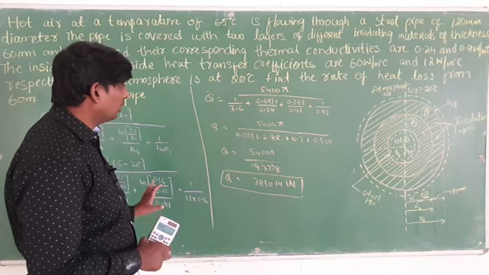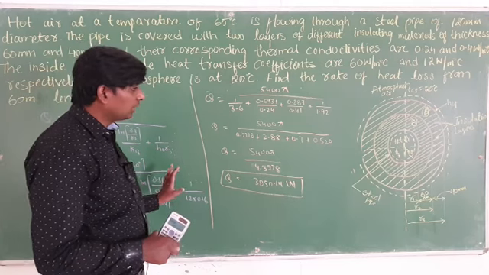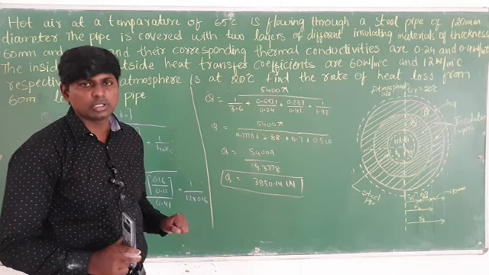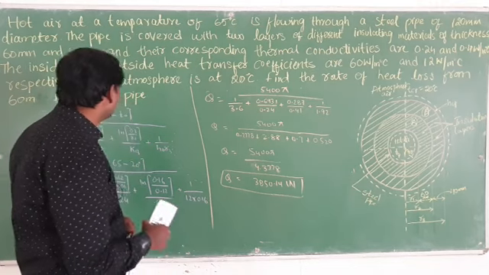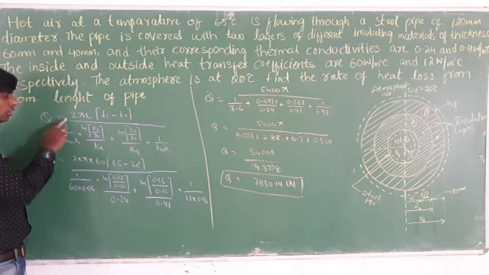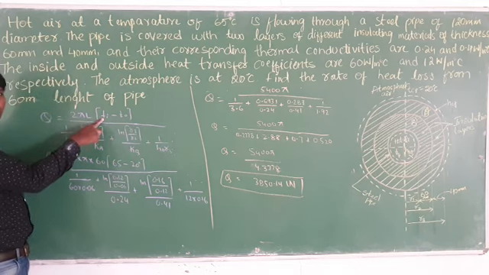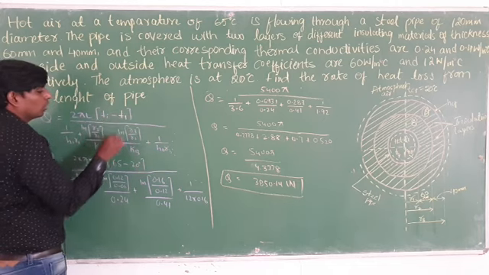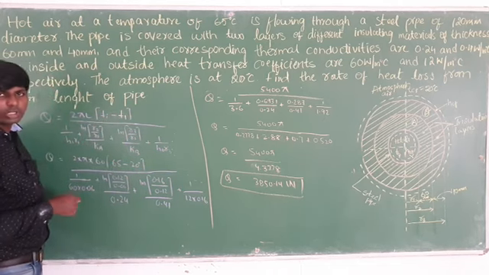This one is the T1, this one is the T2. Then he is asking to find out the intermediate temperature. But in this problem he is not asking to find out the intermediate temperature. Suppose he is asking to find out the intermediate temperature. What you have to do? Q is equal to 2 pi L, initial temperature Ti, you know very well. Then here what you have to write? T1. You have to find out the value of T1.